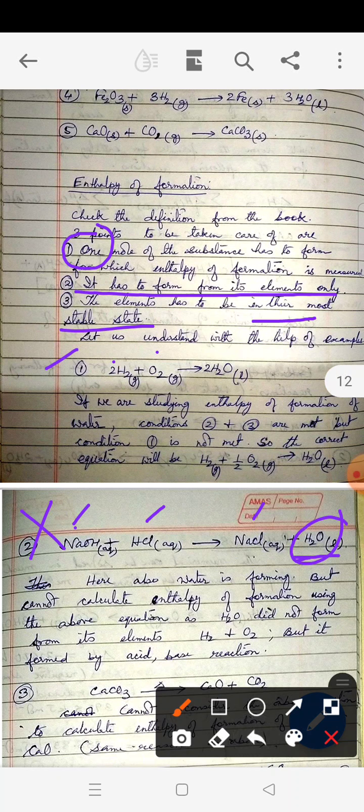Now we may say that we can choose this equation because here water is forming from its constituent elements, hydrogen and oxygen.